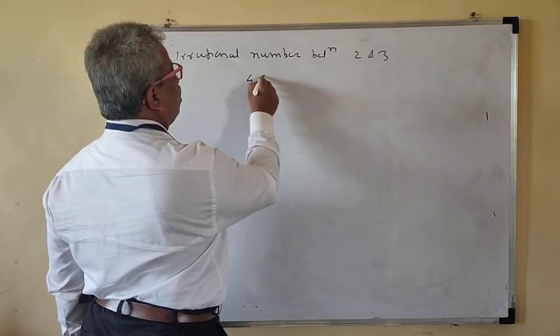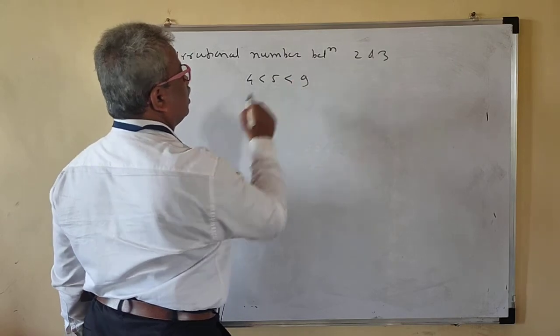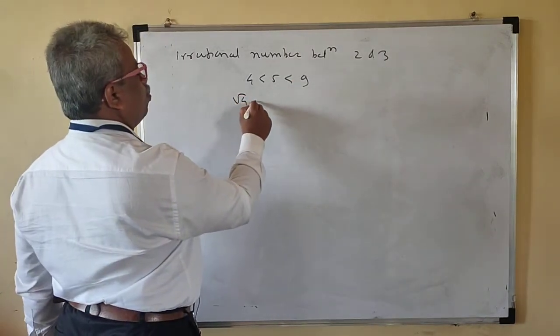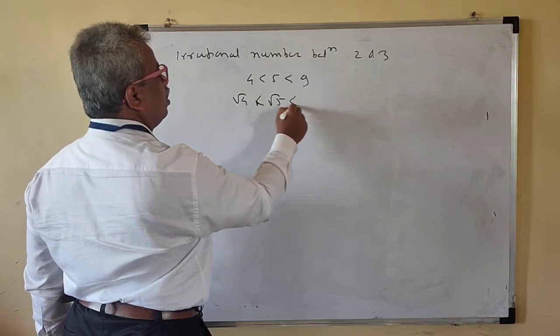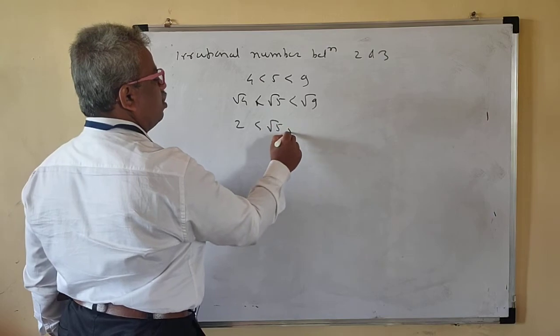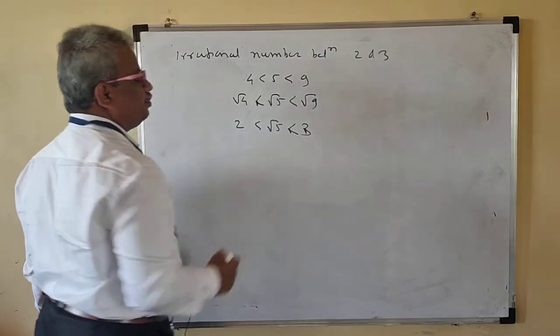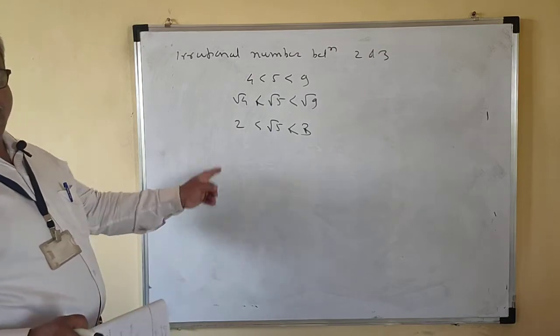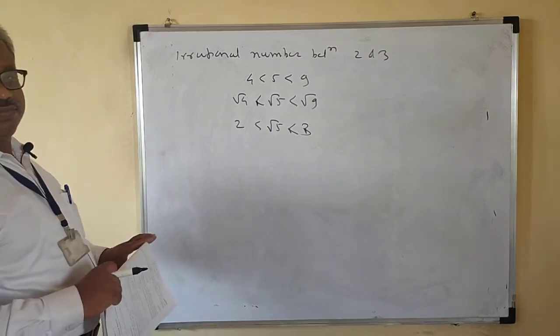So 4 is less than 5 is less than 9. Now take the root on all sides. So root 4 is less than root 5 is less than root 9, so this is 2 less than root 5 less than 3. So root 5 is an irrational number between 2 and 3. In this way you can find this.